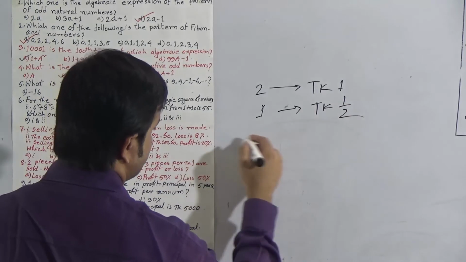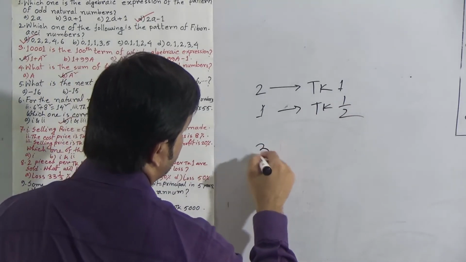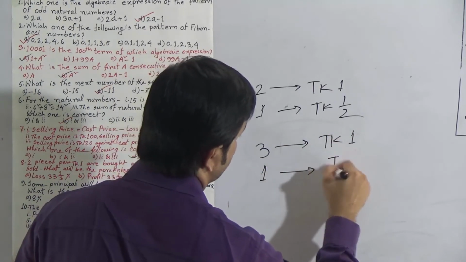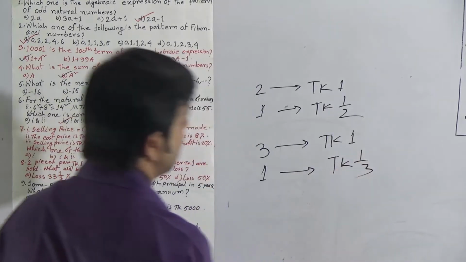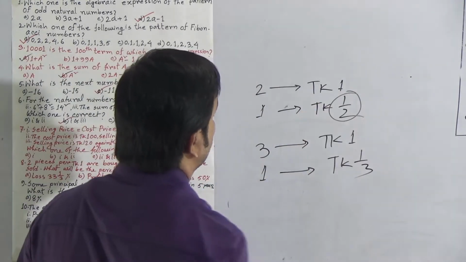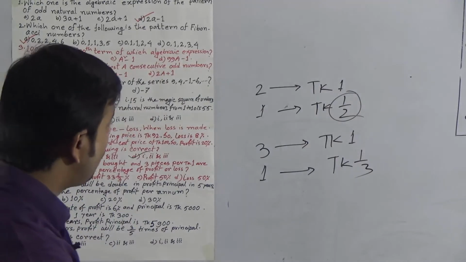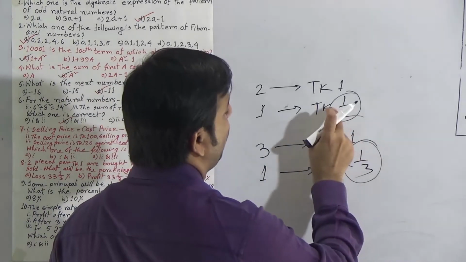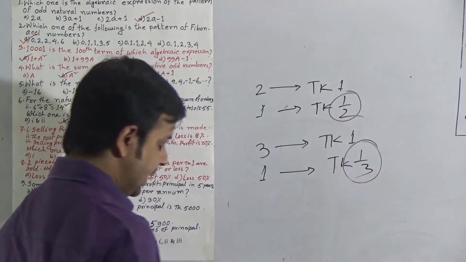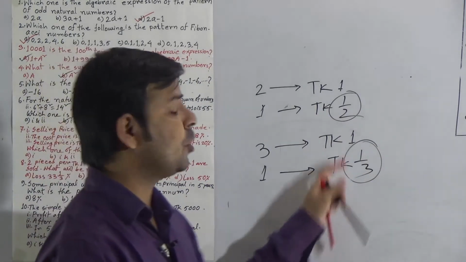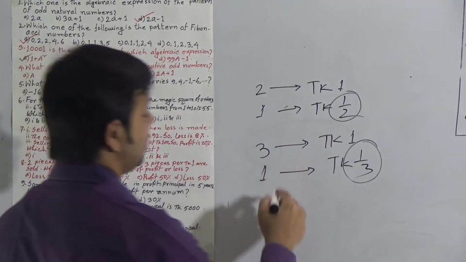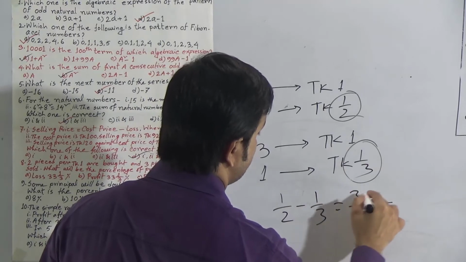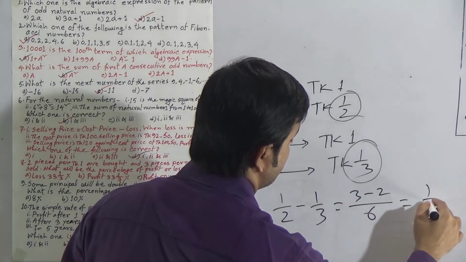And again selling price means selling price of 3 piece will be taka 1 and selling price of 1 piece will be taka 1 by 3. So this is the cost price of one item and this is the selling price of one item, and you know that 1 by 2 is larger than 1 by 3. It means that the selling price is smaller than cost price. So if we subtract, we will get the loss: 1 by 2 minus 1 by 3. If we subtract, we will get 3 minus 2 over 6, it means that 1 by 6.